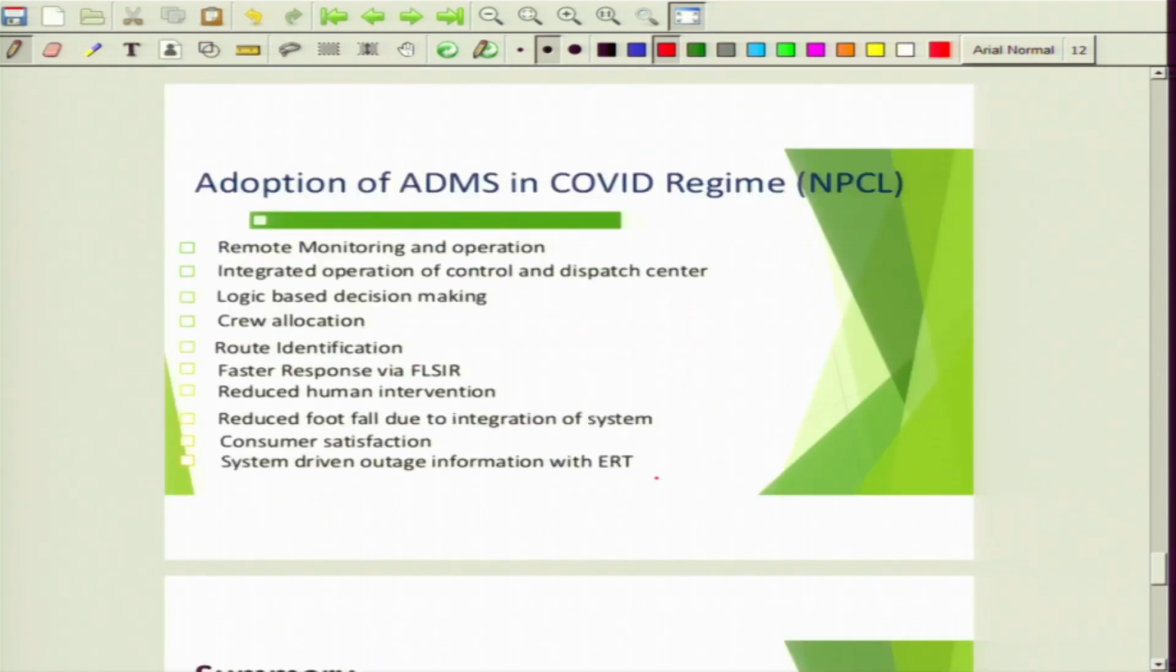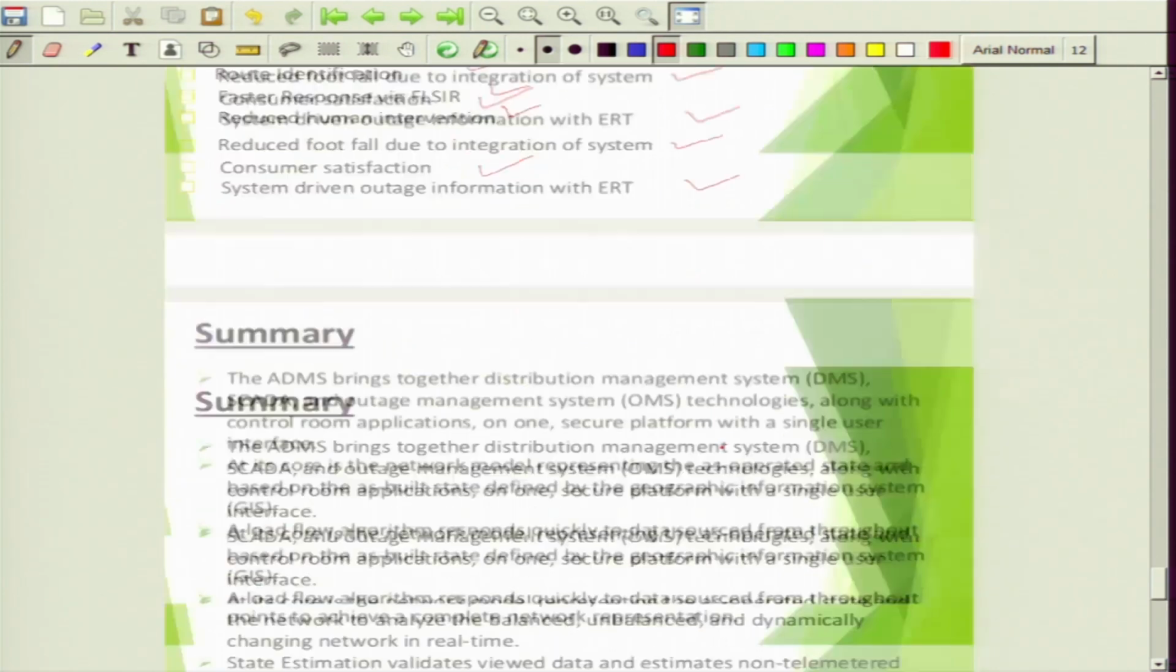So, adoption of ADMS in COVID regime at NPCL: remote monitoring and operation, integrated operation of control and dispatch center, logic based decision making, crew allocation, route identification, faster response via fault location, isolation and service restoration, reduced human intervention, reduced footfall due to integration of system, consumer satisfaction, system driven outage information with ERT. So, these are the adoptions.